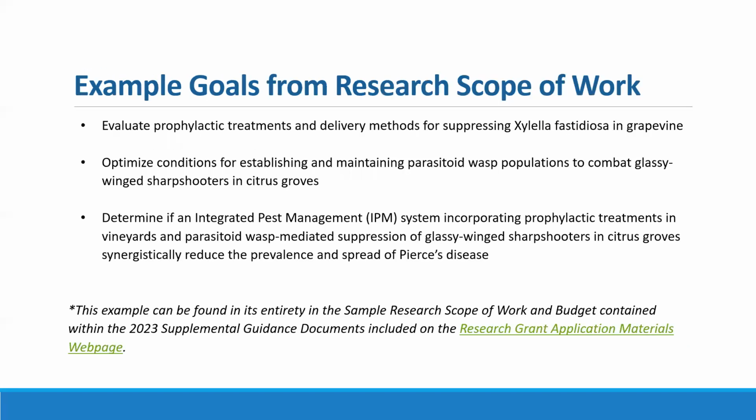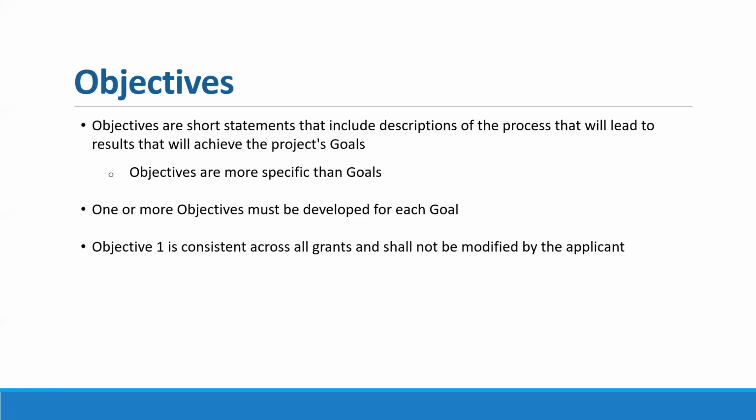And so I'm going to be referring back to these goals throughout the remainder of the presentation, given that they closely relate and tie into the objectives, then the tasks, and then the deliverables. So next, let's focus in on the objectives and consider how they relate to goals. Objectives are going to be short statements that include descriptions of the process that will lead to results that will achieve the project's goals. Objectives by nature should be more specific than goals. There should be one or more objectives developed for each goal, so there shouldn't be any orphan goals that don't have an affiliated objective.